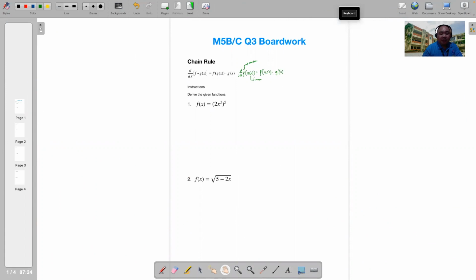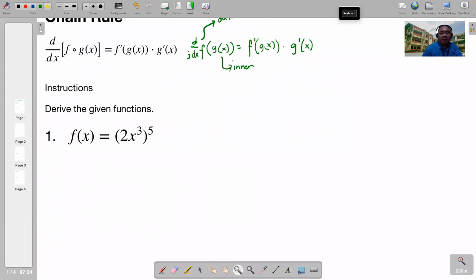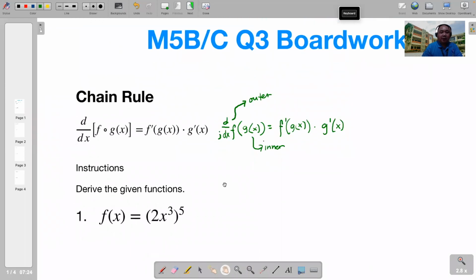So let's get started. Now, on your screen, you will see what we call the chain rule, right? So we have here the derivative of f circle g of x is the derivative of f with respect to g of x times the derivative of g of x with respect to x.